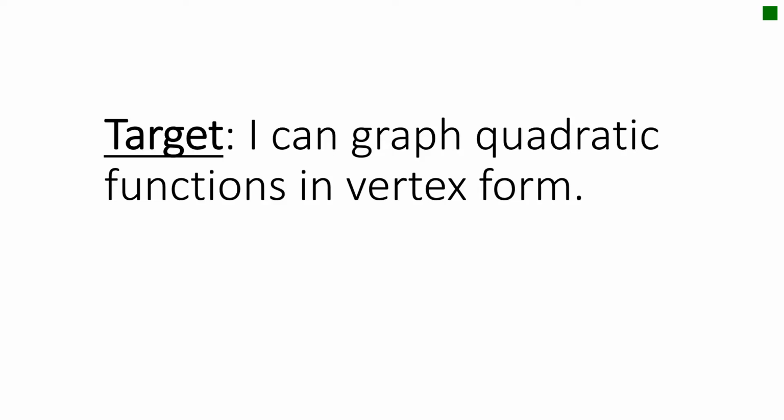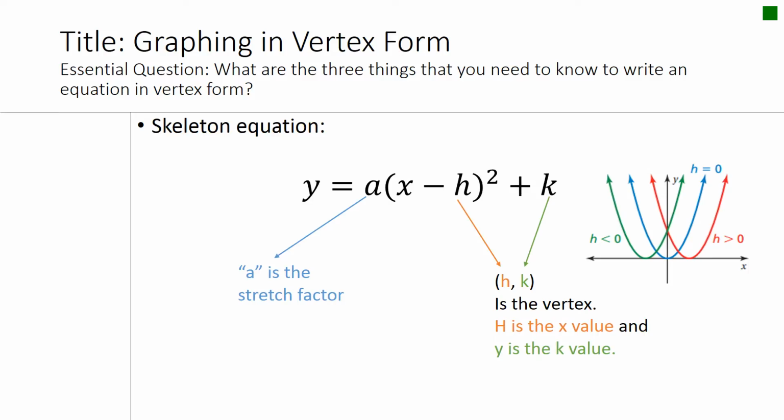Okay, today we're going to graph quadratic functions in vertex form. You'll see that we're going to be looking for three things that you need to know to write an equation in vertex form. We've looked at these a little bit over the last week, and we're just going to examine where those three things come from. But here they are, all in our skeleton equation. We've got the stretch factor, and then we have the two component values, the h value and what we call the k value, that form the vertex of the parabola.